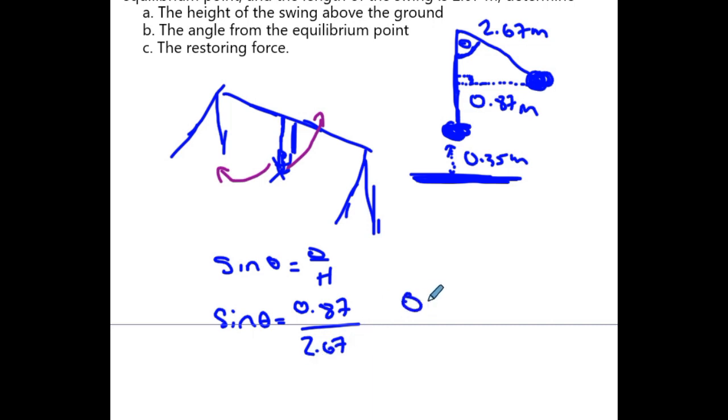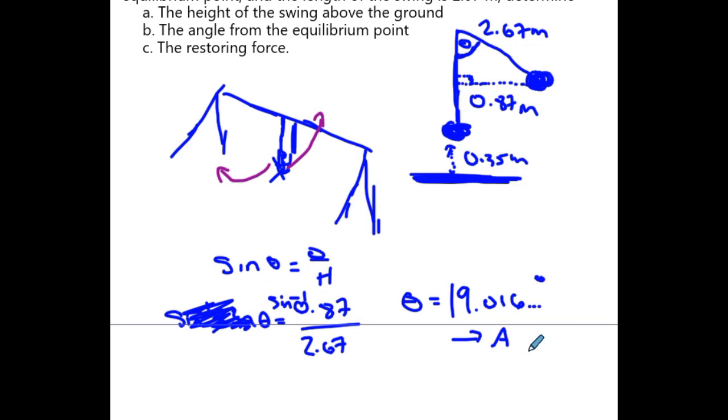So if you want to solve for theta, you just need to inverse sine both sides. And if you inverse sine both sides, you'll get your angle by itself. So if I were to sine inverse 0.87 divided by 2.67, I now know my angle is basically 19.0166, something like that, degrees. And I know I'm going to use that answer later again, so I'm going to store that as answer A.